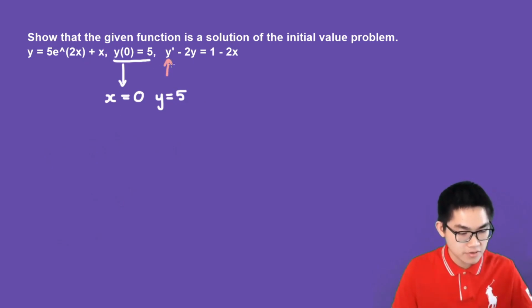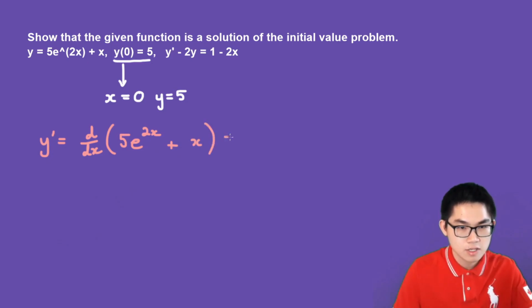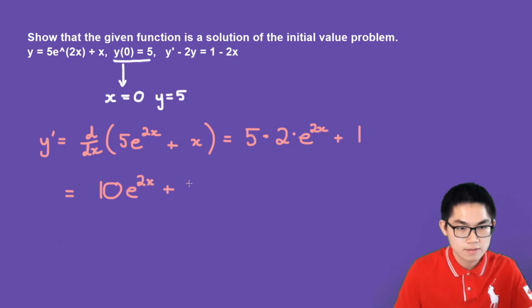So what is the derivative of y? Well, the derivative of y is d over dx of 5 times e to the power of 2x plus x. This is equal to 5 times the derivative of e to the power of 2x, which is going to be 2 times e to the power of 2x, plus 1. So what do we get here? That's 10 times e to the power of 2x plus 1.